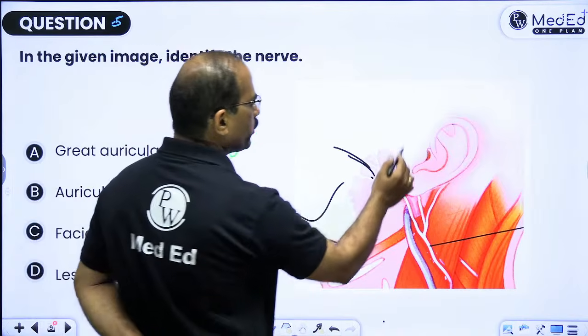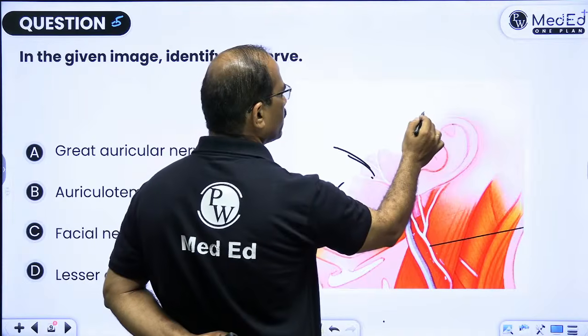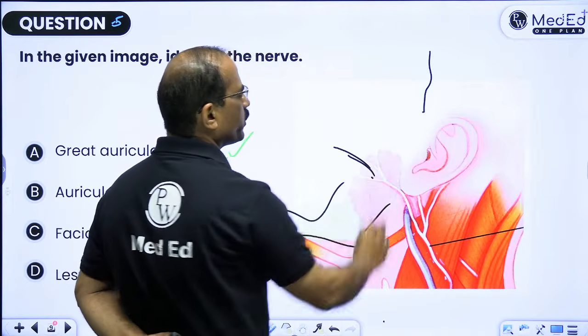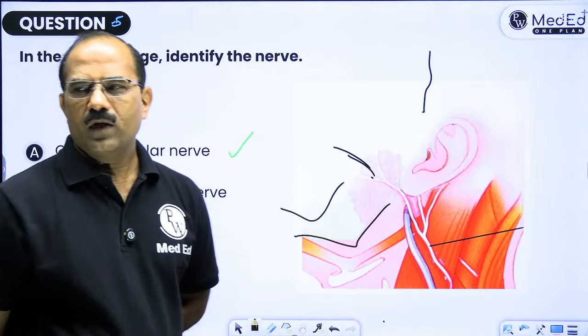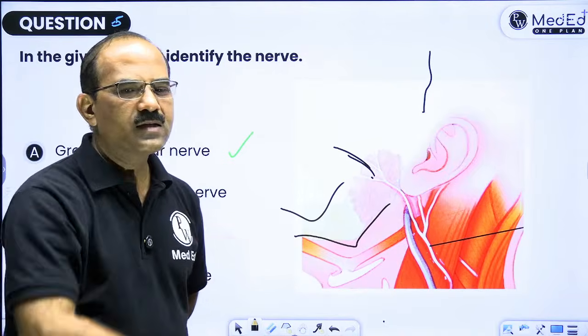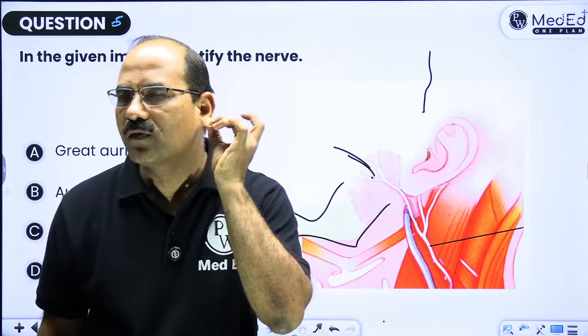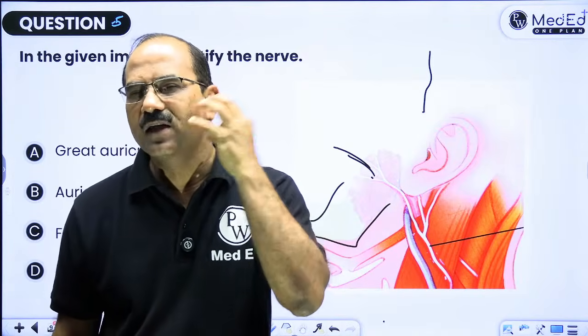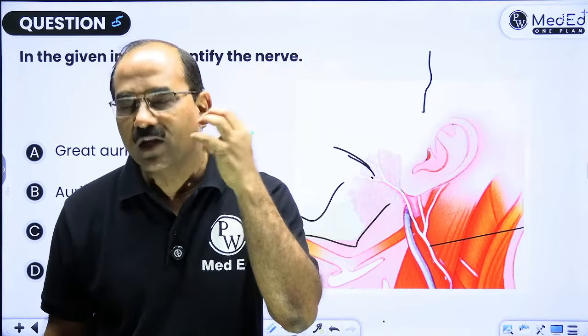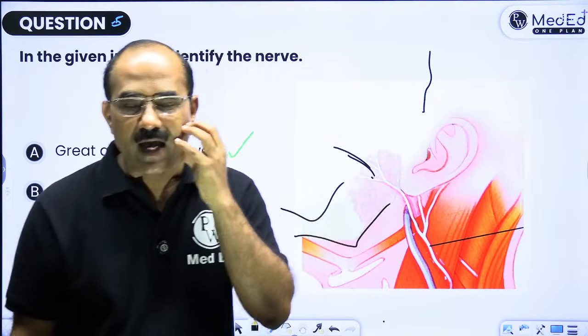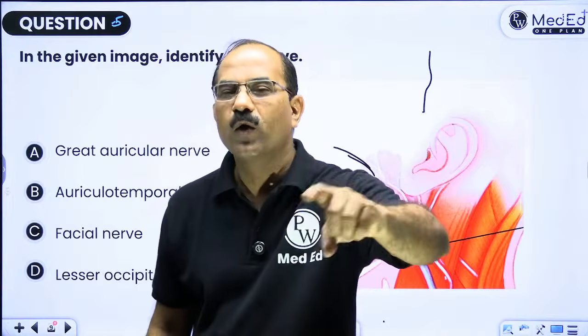The auriculotemporal nerve will be coming here like this. That's the auriculotemporal nerve. So this is the greater auricular nerve, and it supplies the lower part of the pinna. It supplies the skin over the angle of the mandible. The skin over the angle of the mandible is supplied by the greater auricular nerve.